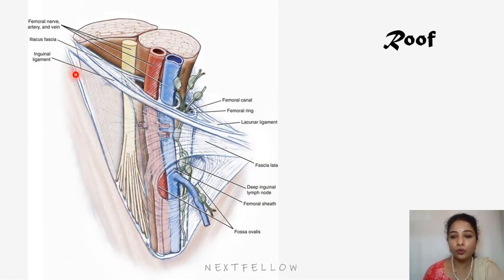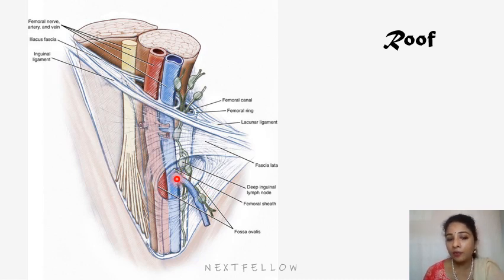Coming to its roof, the roof is formed by the skin, superficial fascia, and deep fascia, which is otherwise called fascia lata. The fascia lata is the modification of deep fascia in the thigh, and in the femoral triangle it is identified by having holes in it, which is called cribriform fascia. Cribriform means sieve like, having holes, and one hole is larger, through which the saphenous vein can enter. That is called the saphenous opening, and then the saphenous vein drains into the femoral vein.